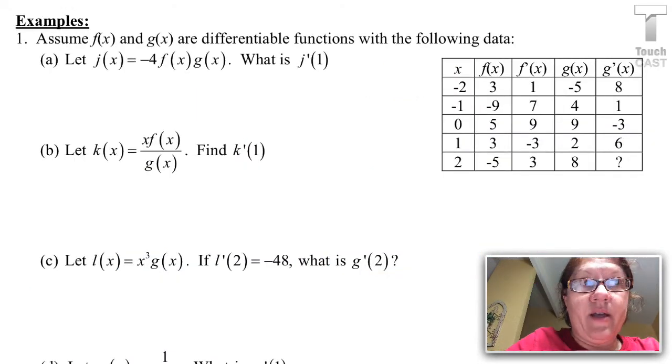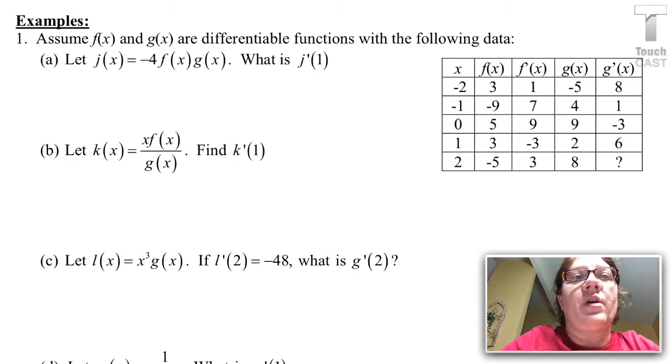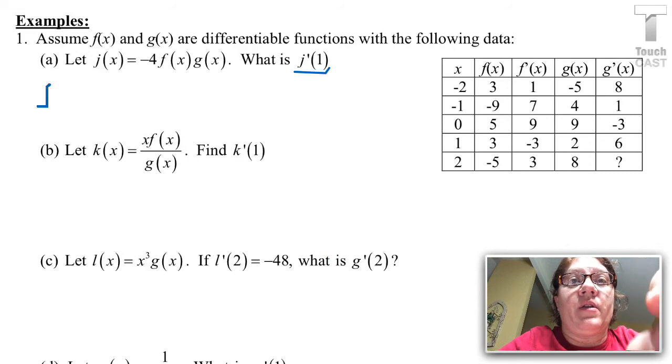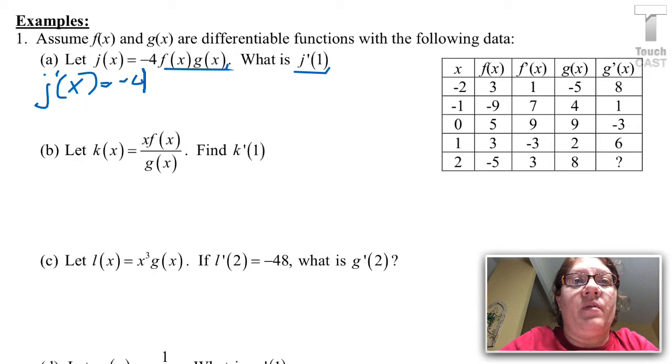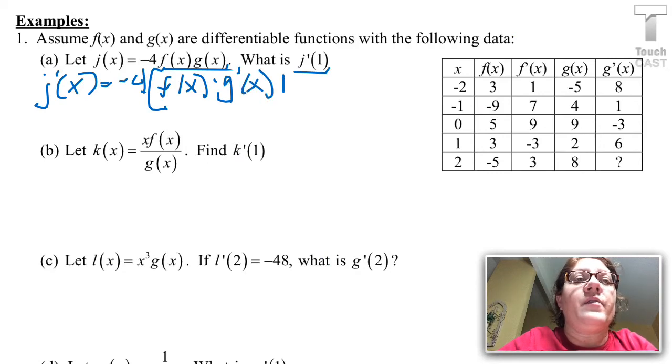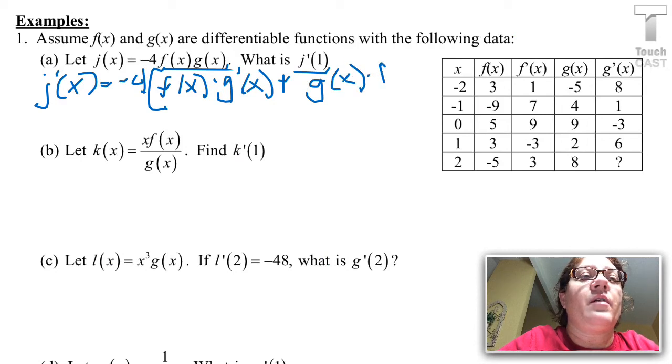So the AP test loves using these tables. So if I have to find j prime of 1, the first thing I need to know is what is the first derivative of j. And so I notice that I have a product here, so I'm going to need to split them, and I'm going to leave that -4 out in front because it works just like a coefficient. So remember, on my product I've got to do first times derivative of the second, so that'll be g prime, plus second times derivative of the first, so that'll be f prime.